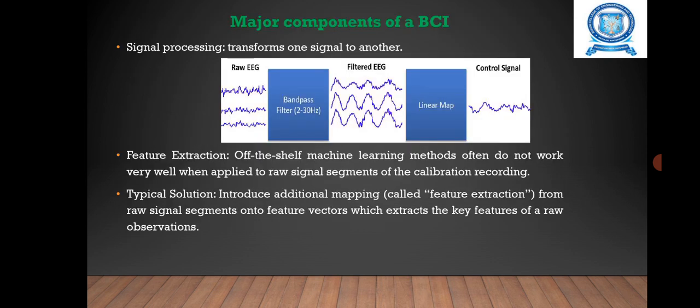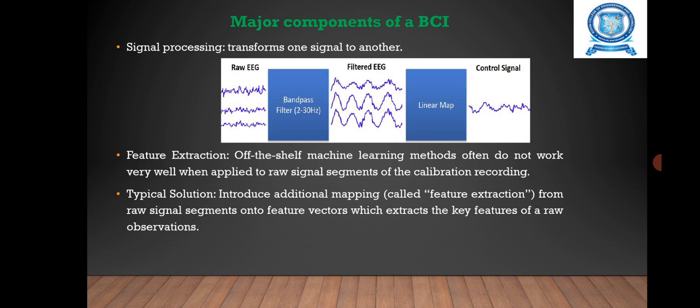Next are the major components of a BCI. Signal processing transforms one signal to another. From this point of view, signal processing transmutes the input signal into a control signal. Its components can be conventionally described as filters. Some relevant filter classes are spatial filters, temporal filters, spectral filters, spatio-temporal filters, etc.